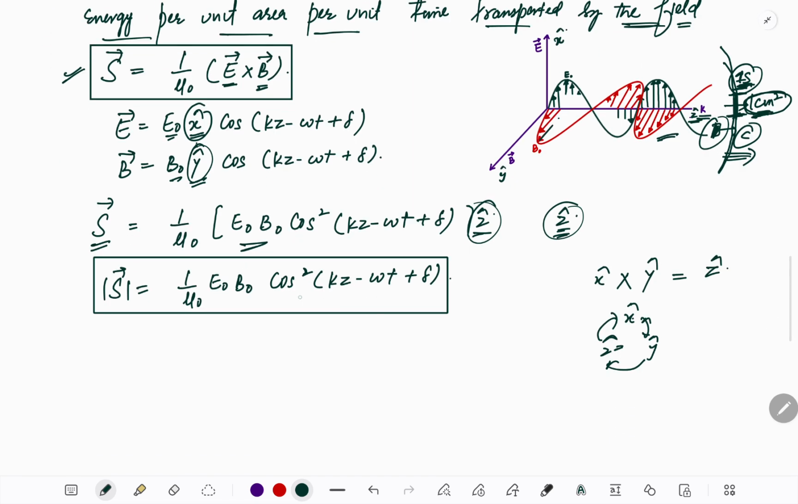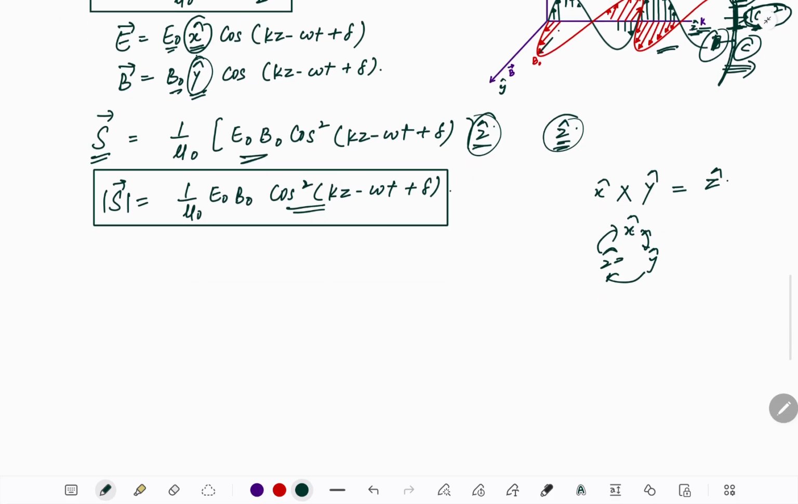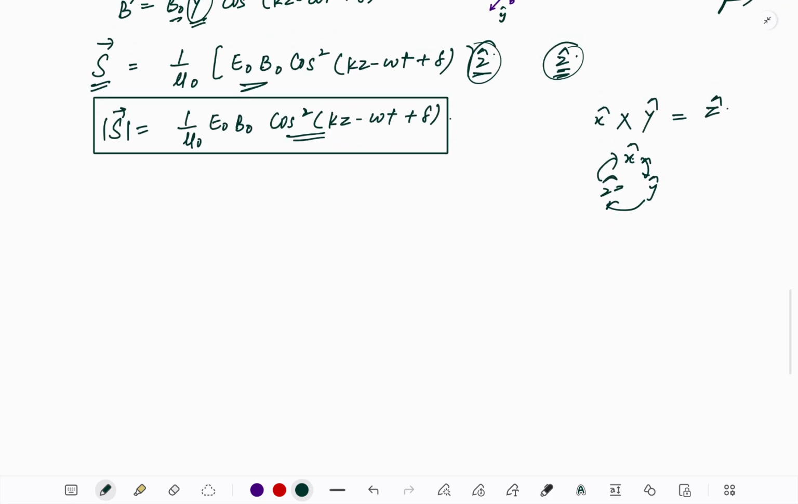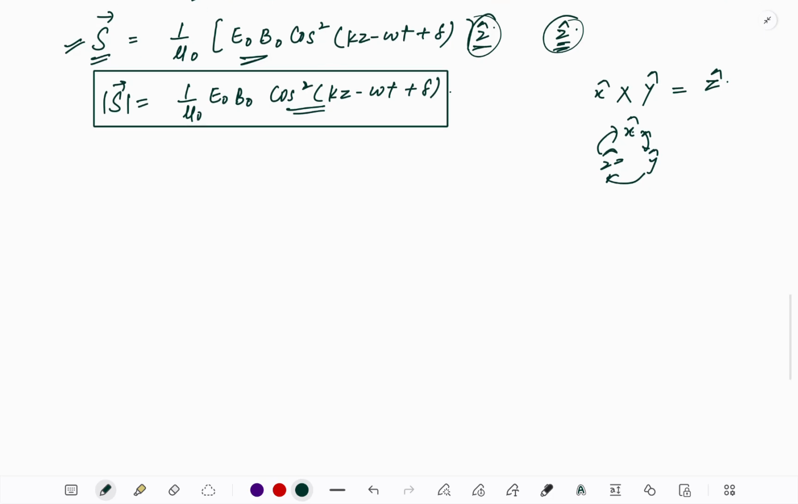Now again, you can see there is a cos square there, which is oscillating. So what we do is take the average. We must take the average of this Poynting vector, because it is oscillating. It is not constant, but varying, and we must take into consideration one full period, one whole cycle. The average of the Poynting vector is actually called the intensity. So if somebody asks you what the intensity is, it is the average of the Poynting vector.